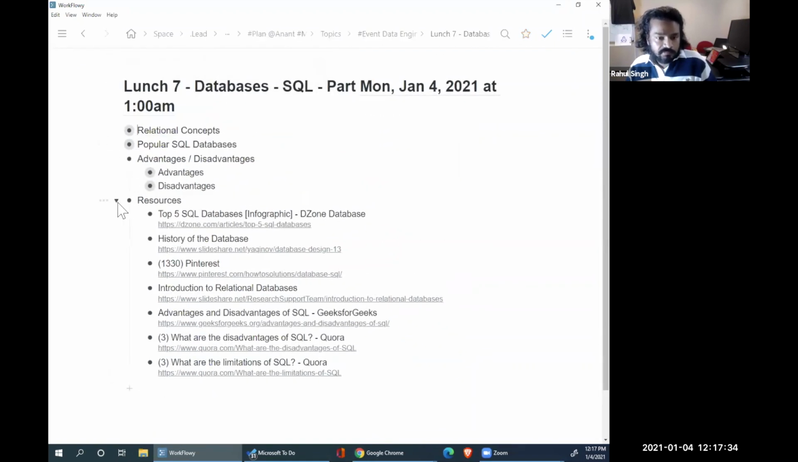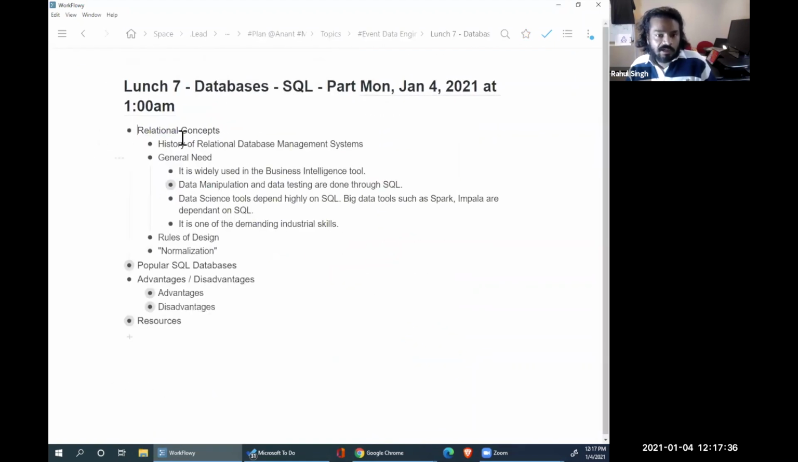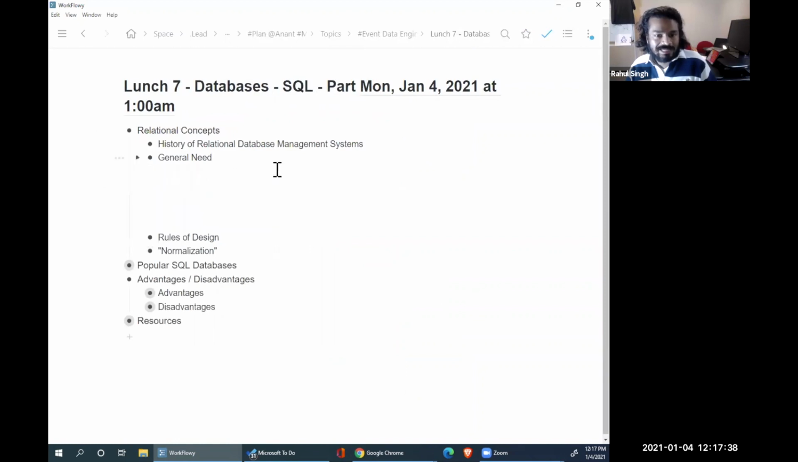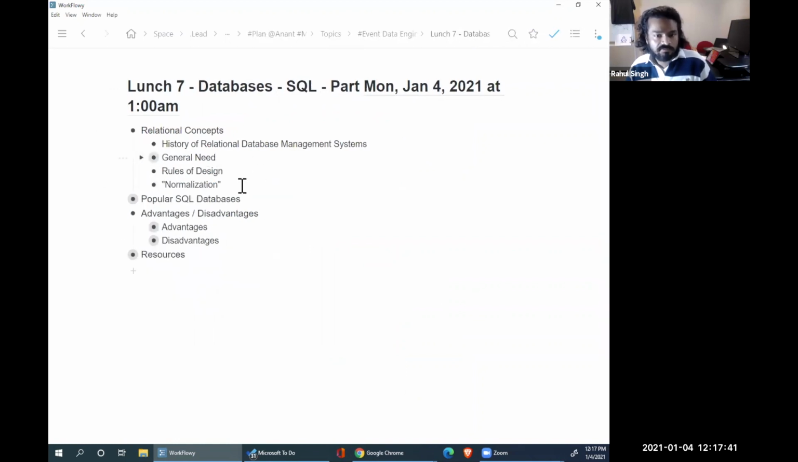So, what are relational databases? There are a few key topics I wanted to get across from a conceptual standpoint, and then talk about some popular databases, as well as the common known advantages and disadvantages that I and other people have encountered in the relational world.